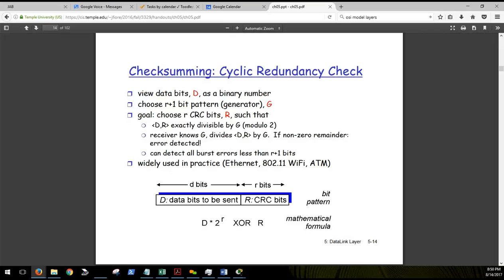Again, you're not going to have to calculate this stuff. You just have to know what it is. So, again, the CRC allows us to detect errors in the data, and it is often part of the frame. The CRC is widely used in Ethernet, 802.11 Wi-Fi, and ATM.